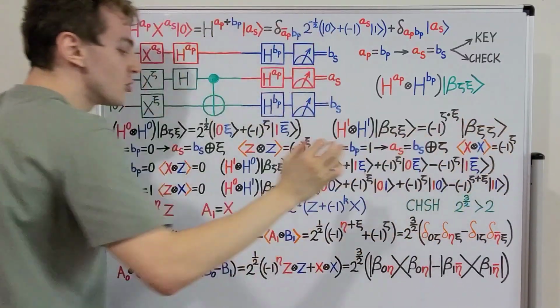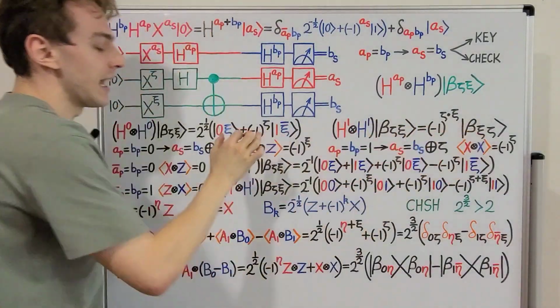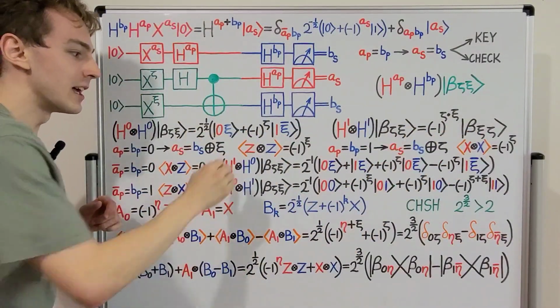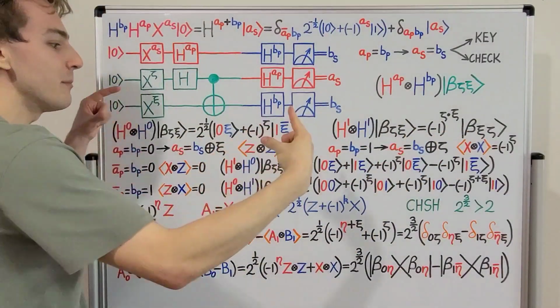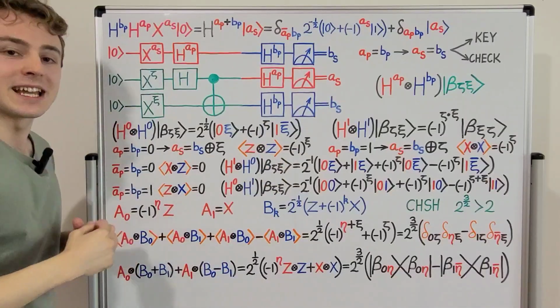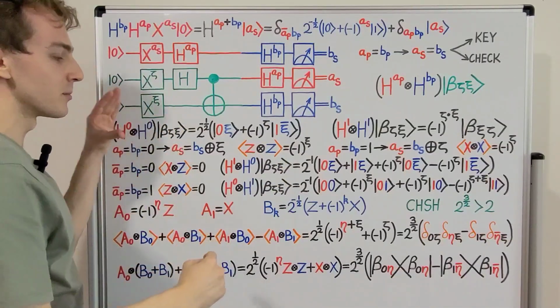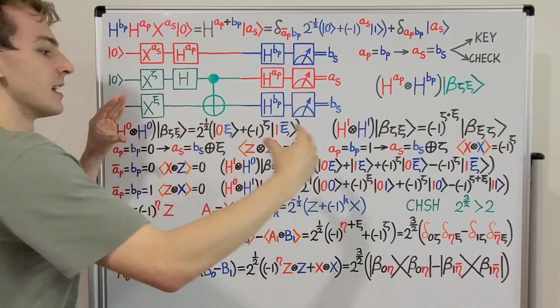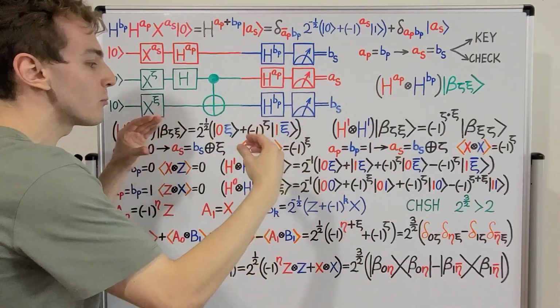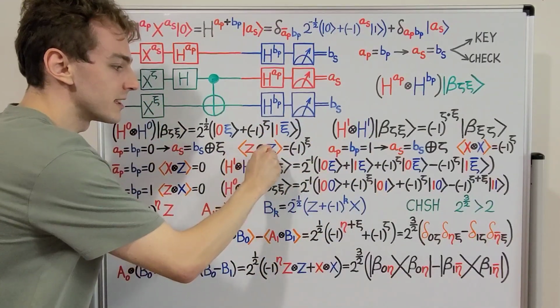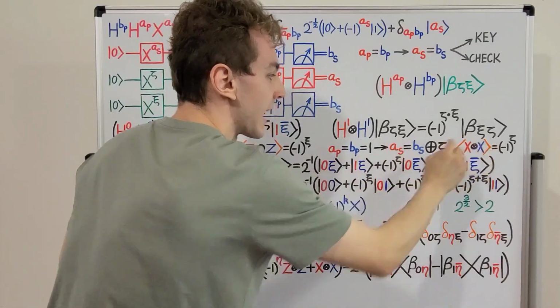And the way to compute these expectation values is you can sandwich these observables in between a bra and a ket. So imagine a bra version of this Bell state coming in from the left, and then we have this ket coming in from the right, and we can sandwich this Z tensor product Z or this X tensor product X.